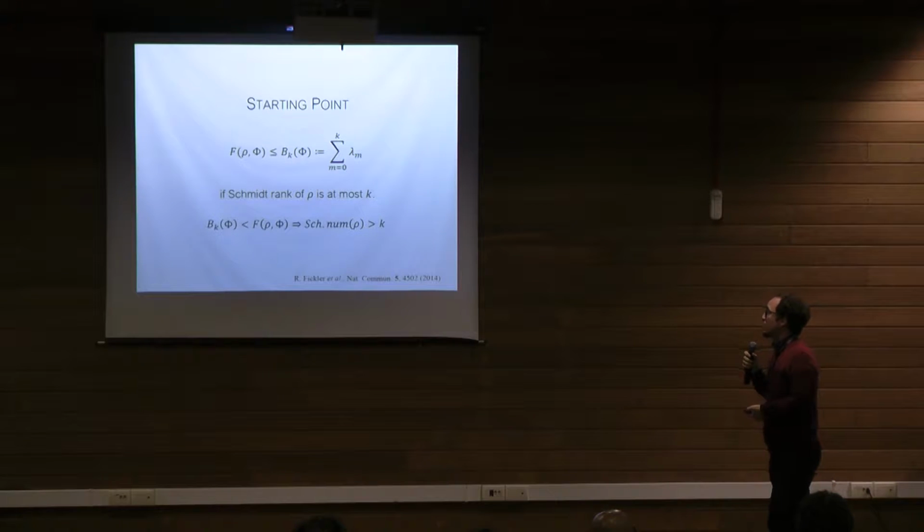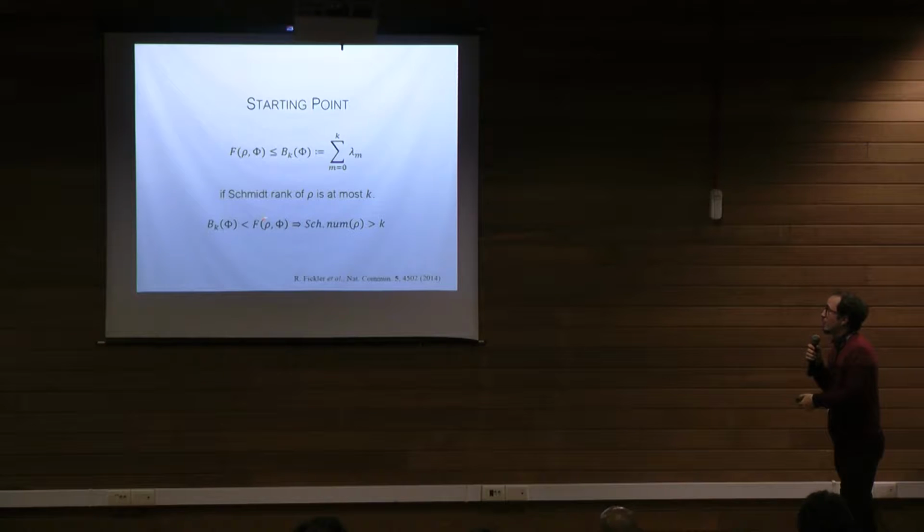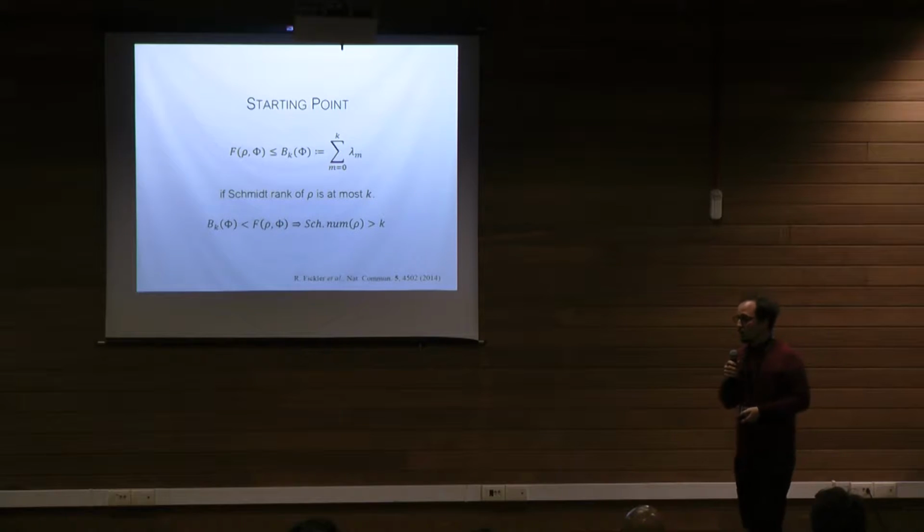This, of course, can be turned around and turned into a certificate, because if you first measure fidelity and then evaluate all these sums, then the largest k for which the sum is smaller than the measured fidelity is a certificate that the Schmidt number of rho is k, right? This fidelity is inconsistent with Schmidt number lower than k. This is what we are going to be doing in the end.